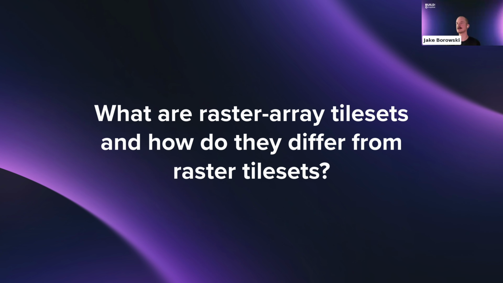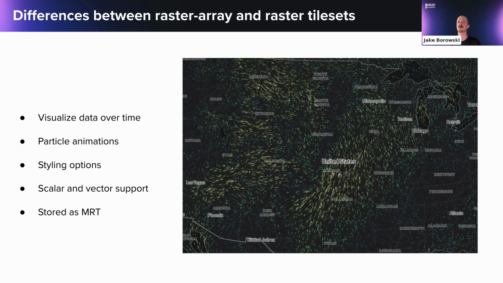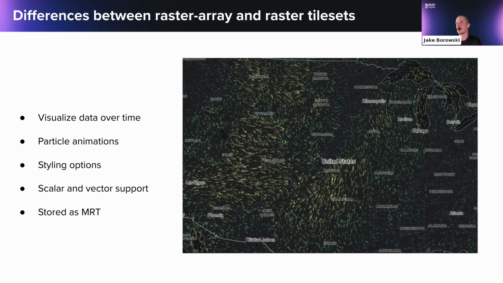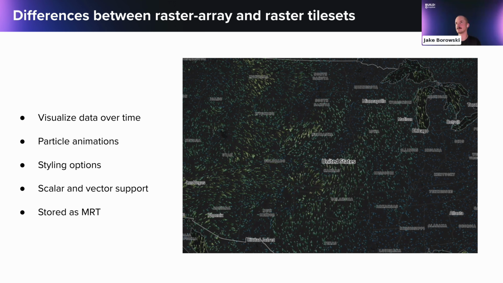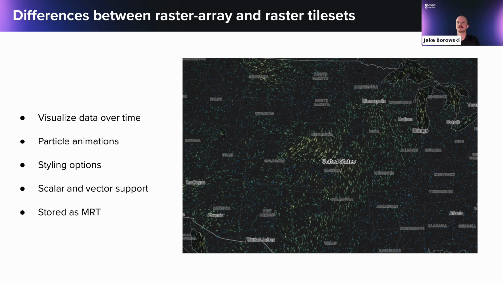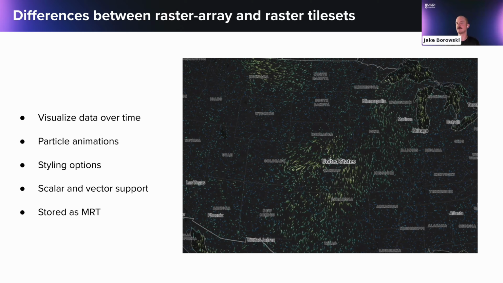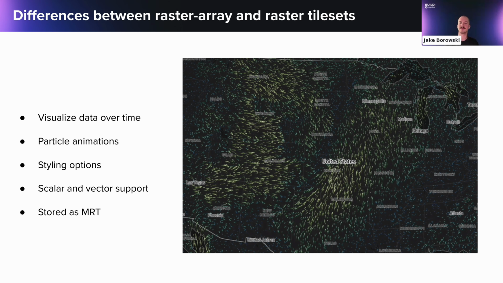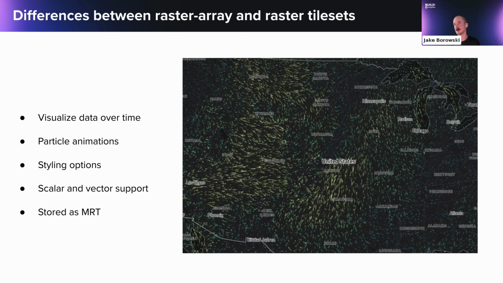So what are raster-array tilesets and how do they differ from raster tilesets? There are a number of different differences. In most cases, when you want to represent RGB or aerial imagery, visual imagery, you're going to choose a raster tileset. However, raster-array tilesets provide us some pretty interesting mechanisms to visualize data over time.